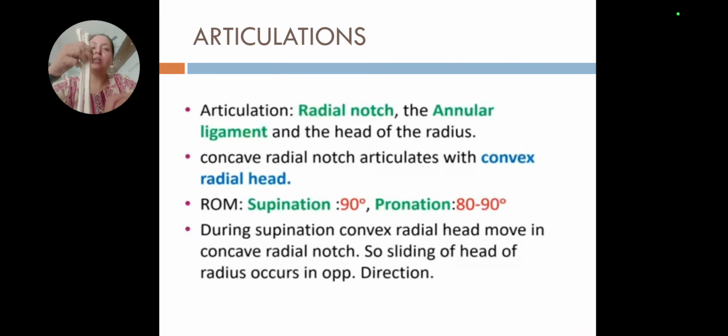So during supination, the convex radial head will move on the concave radial notch. So the sliding of the head of the radius is in the opposite direction. That means here the arthrokinematics will be opposite to that of the osteokinematics. In the elbow joint, we saw that the arthrokinematics was the same as the osteokinematics.